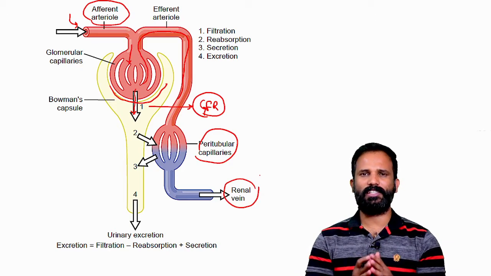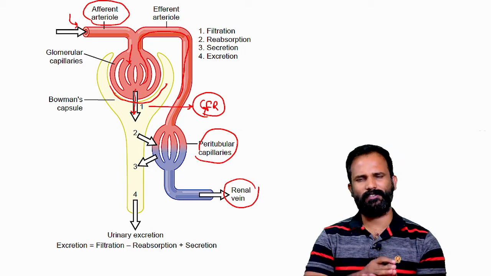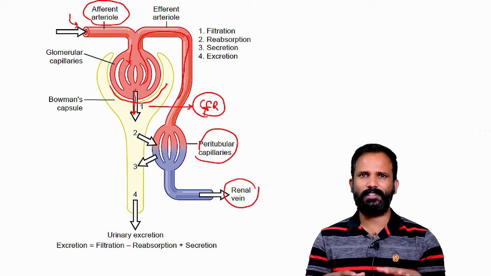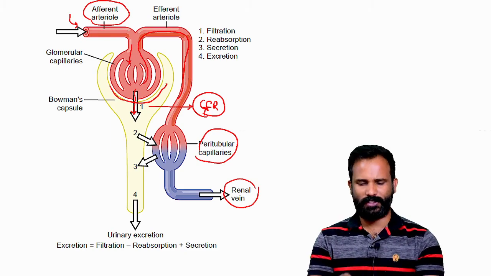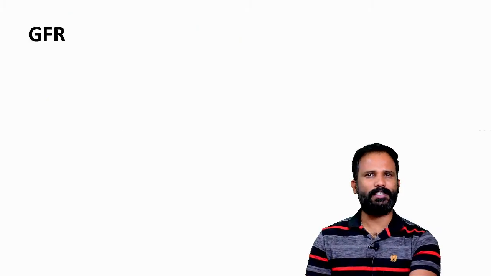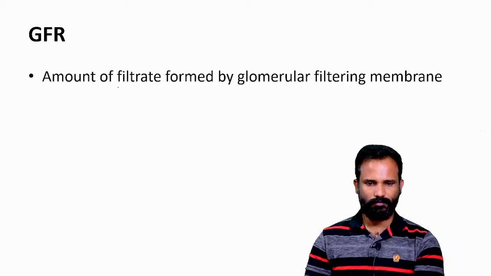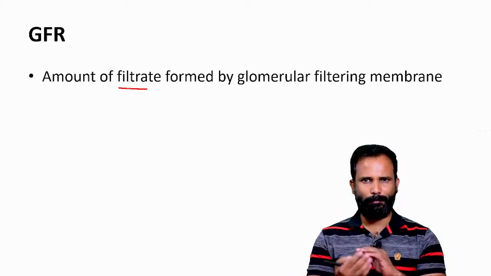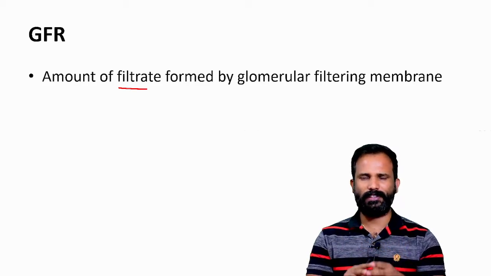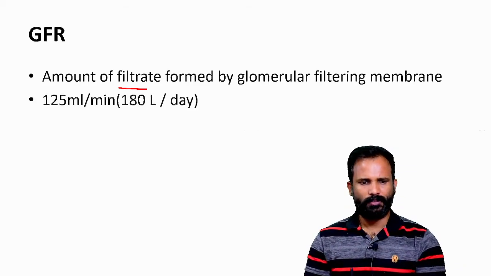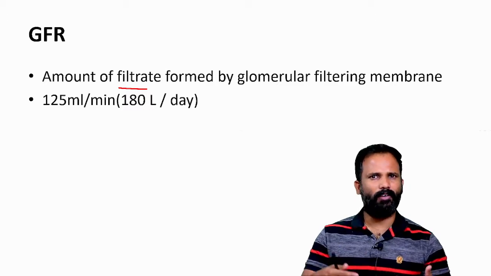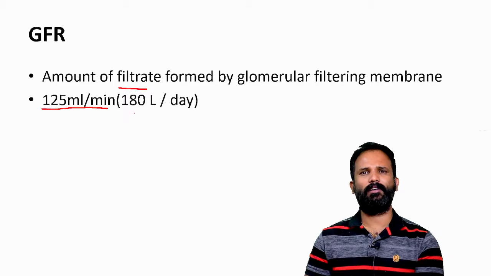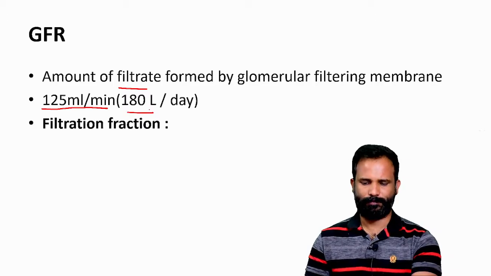So the first event in urine formation is filtration, then there are other events, reabsorption and secretion. Our concern for today is only filtration, so we'll talk about GFR. So what is GFR? It is the amount of filtrate formed by the glomerular filtering membrane of both the kidneys in unit time. So what is that unit time? It may be minute or day. Usually it is 125 ml per minute. If we make it for a day, 180 liters.